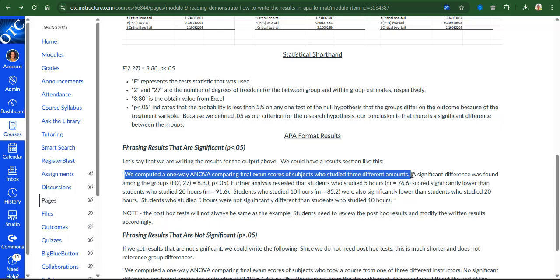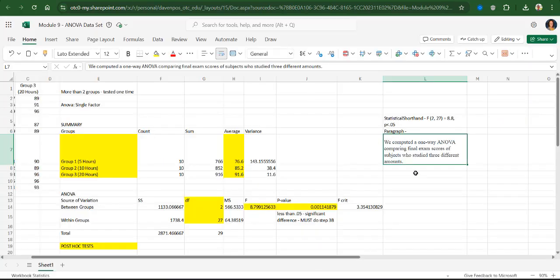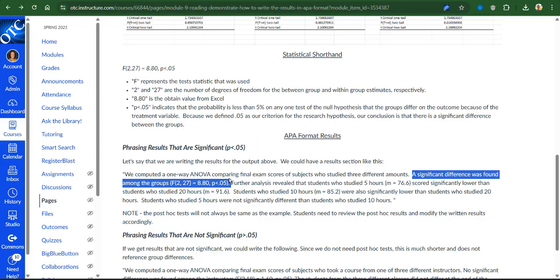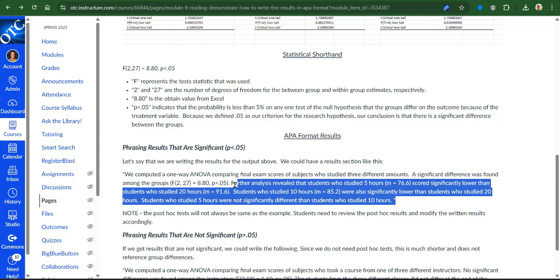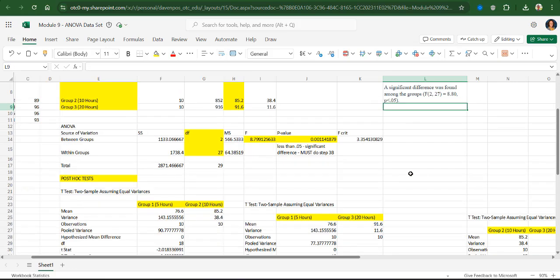Second sentence, was a significant difference found? Yes, it was. Now remember, as you're doing this with your homework, you actually need to edit these. Okay, a significant difference was found. There's my statistical shorthand from above. The last part is going to depend on what your post hoc test found. Essentially, you're telling me, what did your post hoc test find? So what I find helpful to do is to do one sentence for each of your post hoc tests.